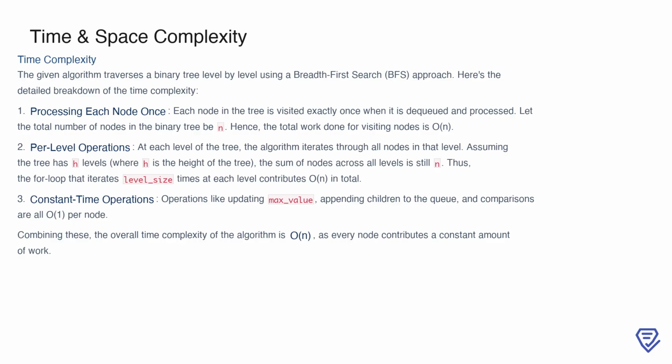also contributes O(n) overall. Lastly, constant time operations, such as finding the maximum value at each level, adding children to the queue, and performing comparisons, are O(1) per node. Combining these components, the overall time complexity of the algorithm is O(n), as the work performed is proportional to the number of nodes in the tree.